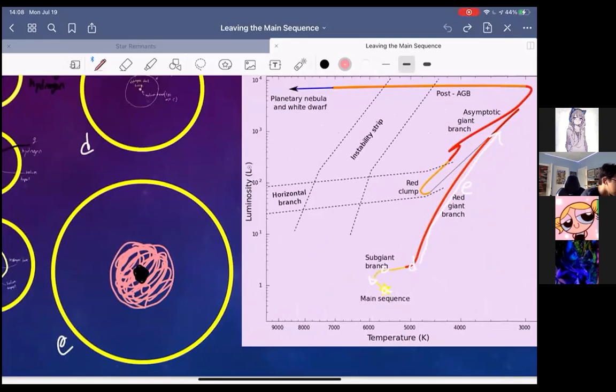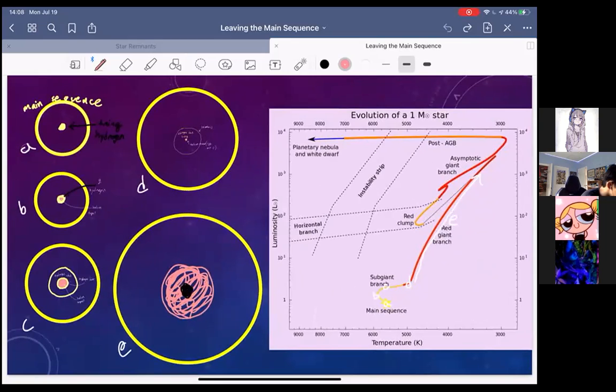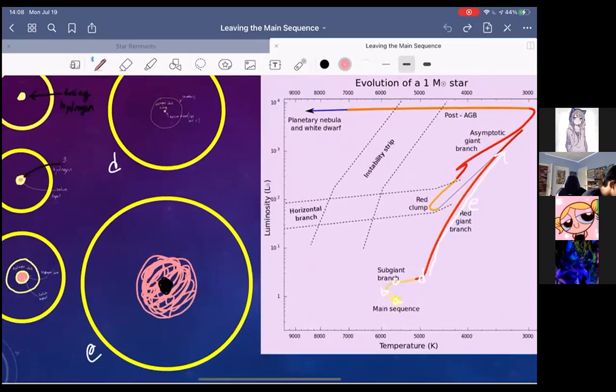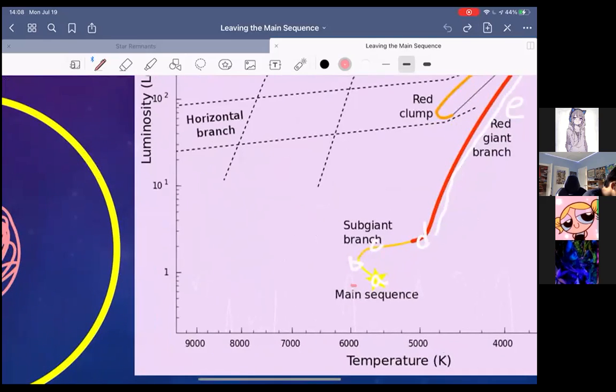So this is a graph that we drew last time, which demonstrates why our star follows this really weird path along the HR diagram. At A, it's a main sequence star. It's just sitting in place, not really changing. But what happens at B is that the star starts to run out of hydrogen, and therefore starts to burn helium. So the star gets just a little bit brighter and a little bit hotter.